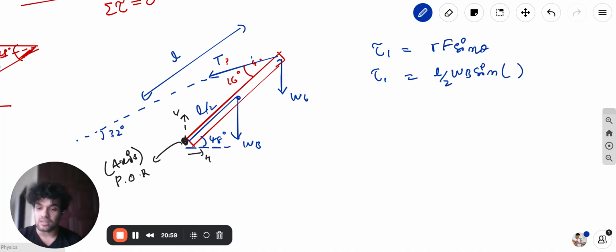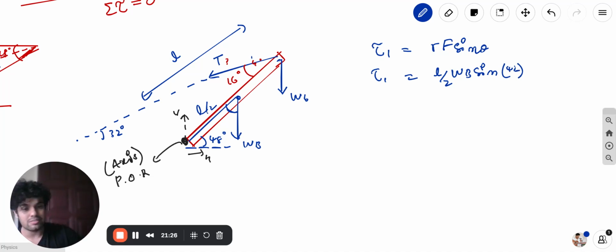Now, what is the theta? Theta is the angle between the R and F. So here our R is L over 2, F is WB, so this is the angle. Right. Now, sine of that. Now, what will that be? So we can just consider this triangle over here. So that'll be 90 minus 48. How much was that? 90 minus 48, that is equal to 42. So this will be 42.